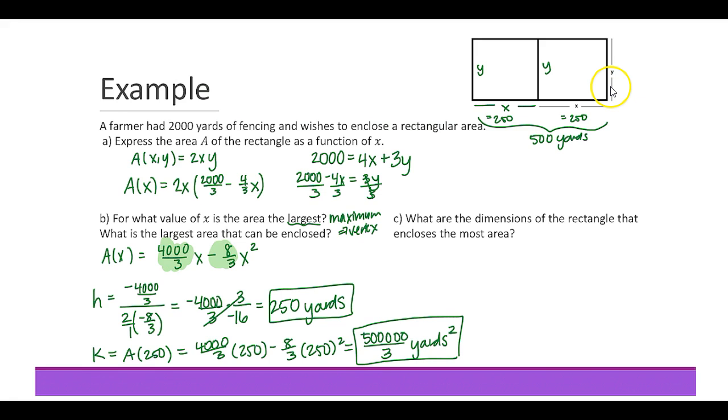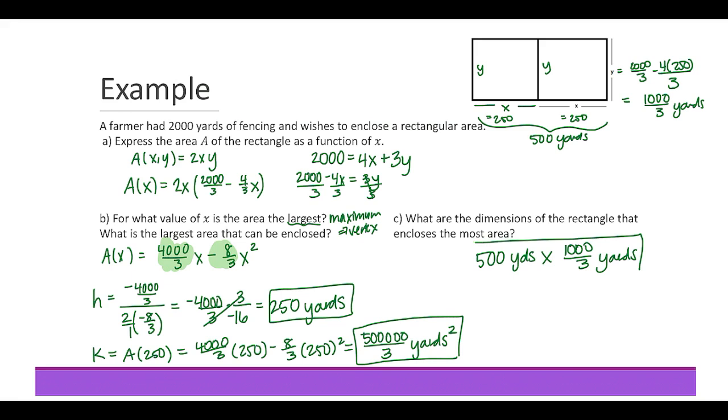And then what about y? Well, what did we know about y? Y was equal to this 2,000 over 3 minus 4/3 x. So we already know what x is. X is 250. So y is going to be 2,000 over 3 minus 4 times 250 over 3. That's going to simplify to 1,000 over 3 yards. So when we think about dimensions, we say base times height or length times width. So the dimensions are 500 yards by 1,000 over 3 yards.